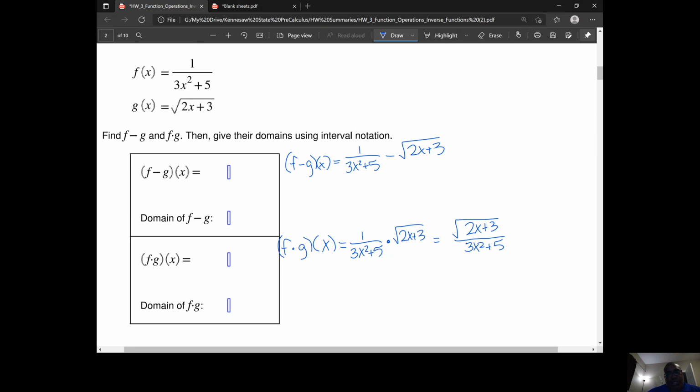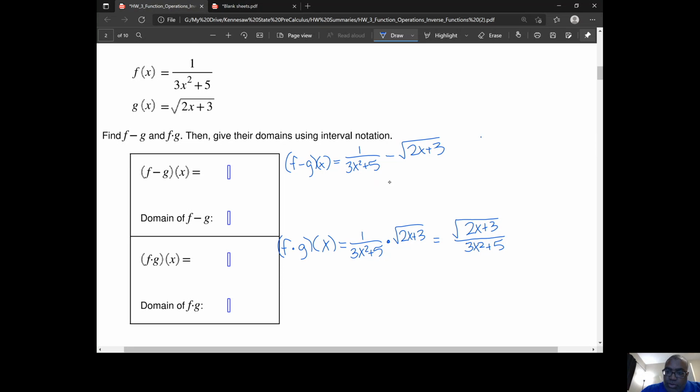Now, slightly more complex. When we look at the domain of f minus g, the first part is a rational part, which is a fraction. And we see what makes this denominator equal 0. Well, x squared, the lowest it can be is 0. Like x squared cannot go less than 0. So there will never be a case where this is negative, so that means that this is never 0. So we're cool there.